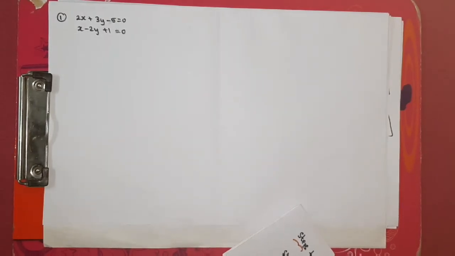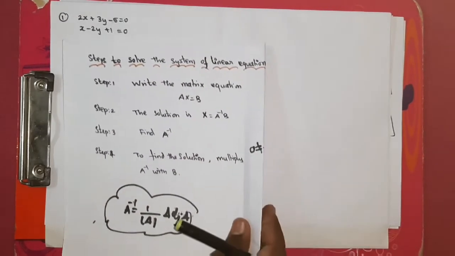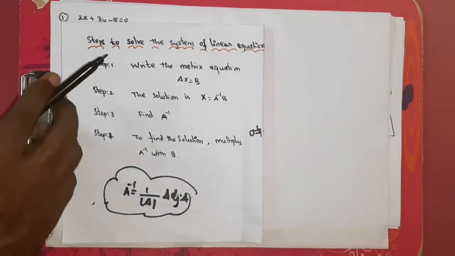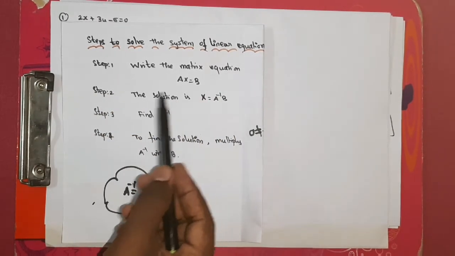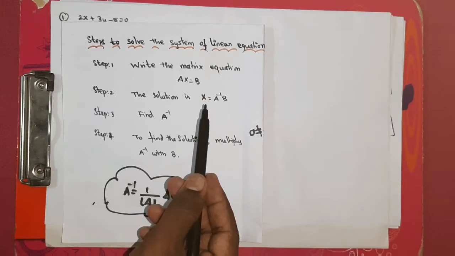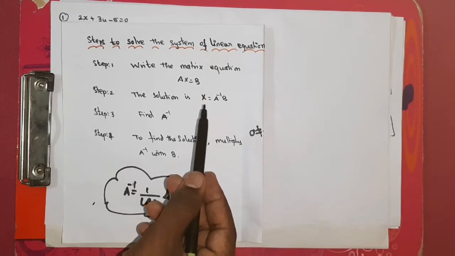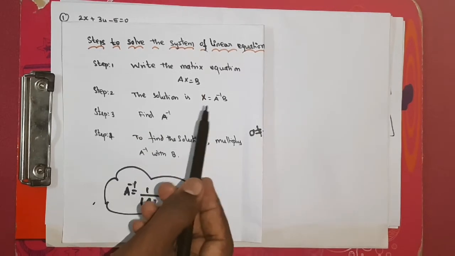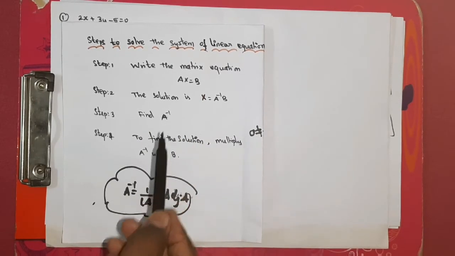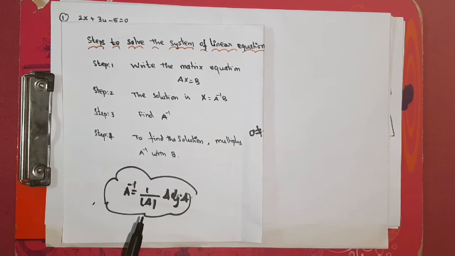Now we are going to see the sums from the exercise and some examples based on the matrix method. And before that, we should recall the steps we have learned. What is the first step? We have to write the matrix equation AX equal to B. And step number 2 is we have to write the solution equation, that is X equal to A inverse B. And third step, we need the A inverse value, so we have to find A inverse. To find A inverse, we have the formula 1 by determinant of A into adjoint of A.